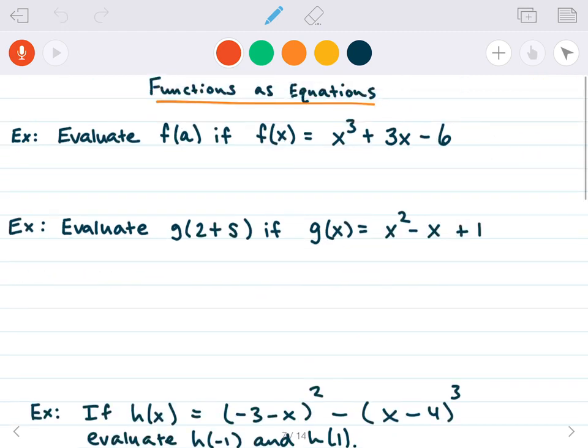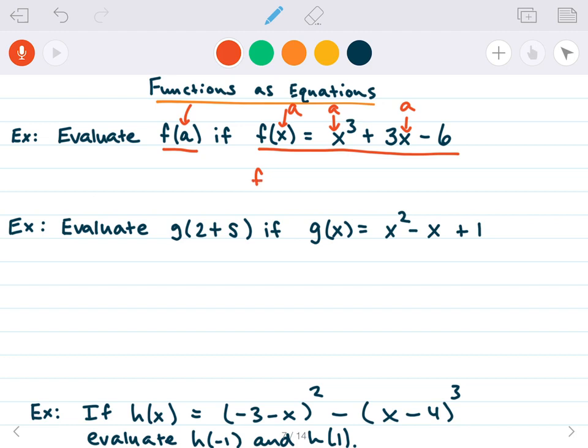Let's do some more examples. So this says evaluate f of a if f of x is equal to x to the third plus 3x minus 6. Well, what does this mean, evaluate f of a? Well, we're just doing the same thing as if a were a number. We're literally putting in a anywhere we see our input variable in our rule. So we're plugging in a for all of these x's. Okay, we just act like it's a number, okay?